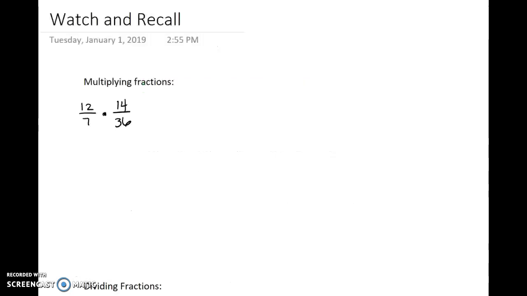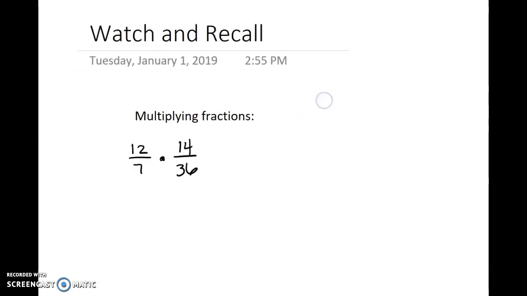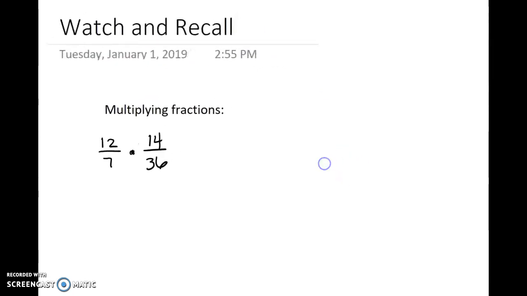So I'm going to do it in a watch and recall. All you have to do is watch and try to recall from your memory how you used to do this. You don't have to write this for this part, okay? So multiplying fractions, remember we just multiply straight across. So I would have 12 times 14, and I would have 7 times 36.